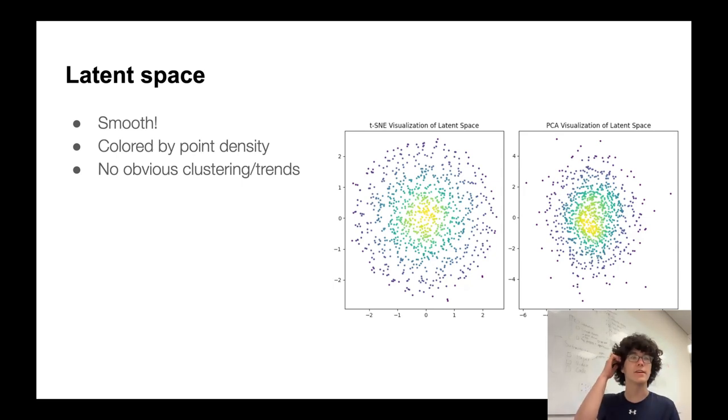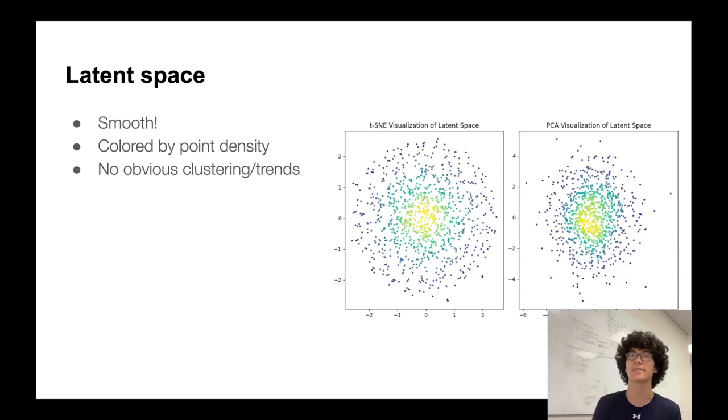So obviously, for a VAE, you want a latent space that's relatively smooth. You don't want empty sections that don't correspond to any observed data. And you also want it to be similar to a unit normal so that you can sample from it effectively and generate realistic new shapes. So to visualize that, we use both TSNE and PCA to project it down into 2 dimensions, and colored it by density. Here, you can see that they do roughly look like a normal distribution, a Gaussian ball. But at the same time, there's no clustering or trends.